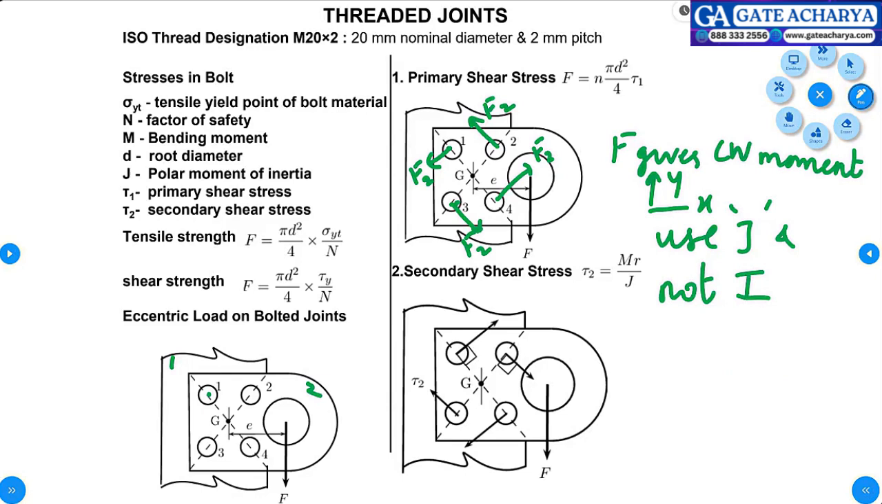In your GATE exam, you will be in a very panic situation about time management. At that time, you will mismatch both. Be very careful about where to use J and where to use I. See, do you see this arrow mark? I have taken reactions.